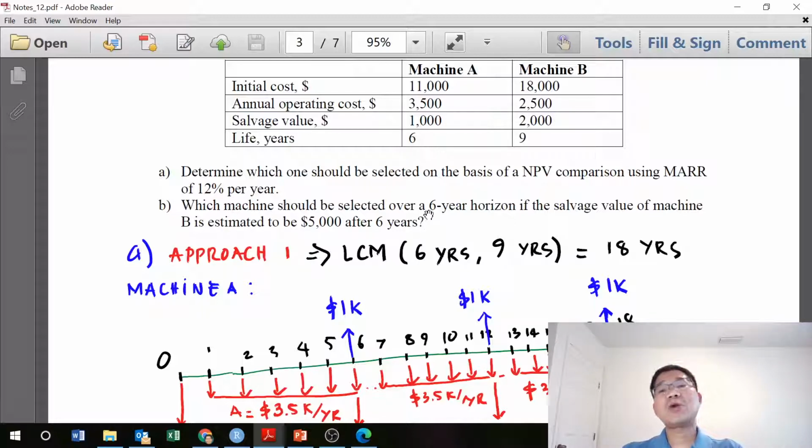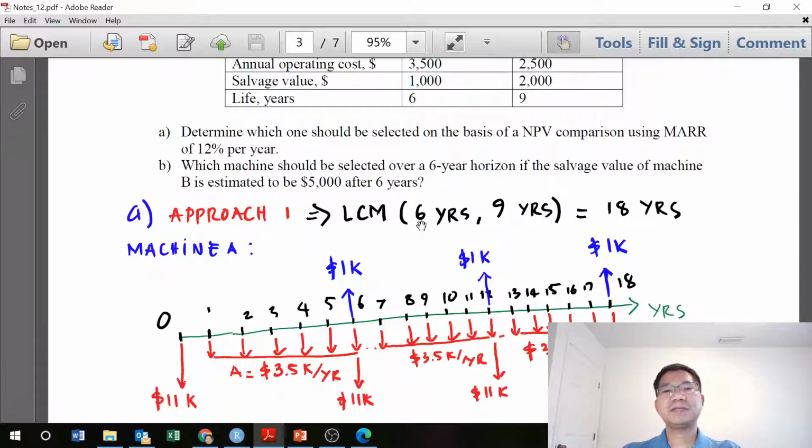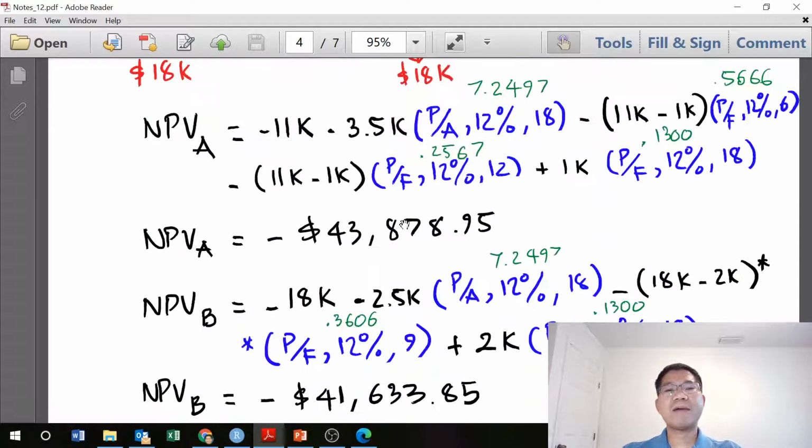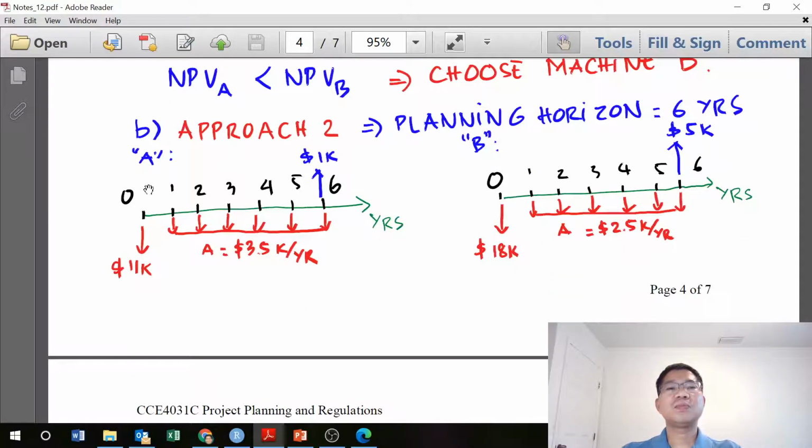So the planning horizon is 6 years. The salvage value of B now is 5,000 at year 6. So we can draw the cash flow diagram for B. Machine A is 6 years, so it's only the first cycle. For B, we have 18,000, and 2,500 for every year, 6 years, and the salvage value at year 6, because the useful life is 9 years. When you sell at year 9, it's 2,000, but this one is 5,000. And that is approach number 2.